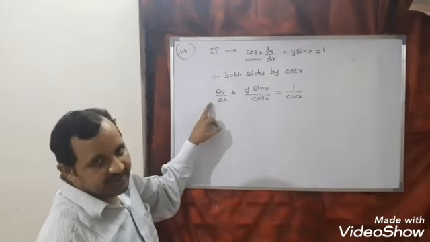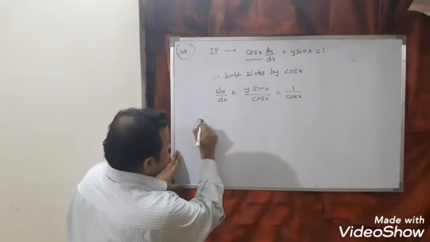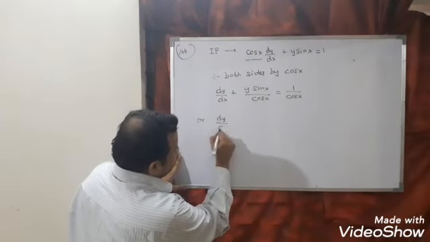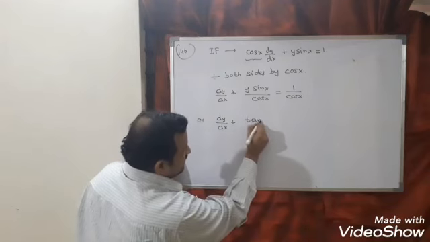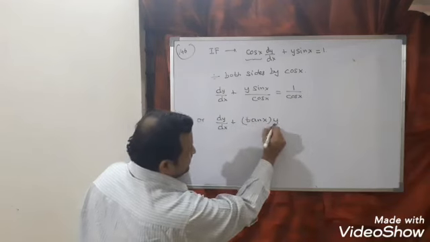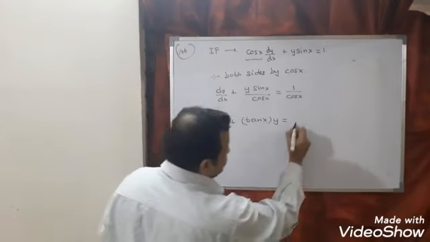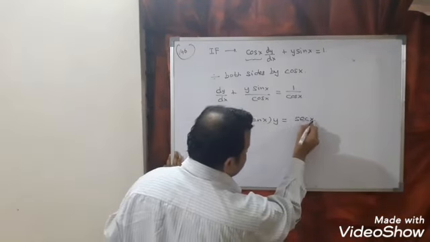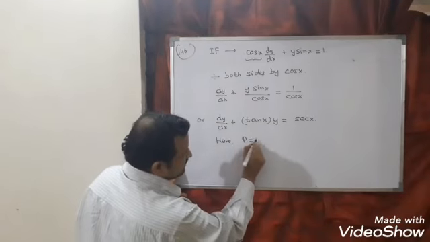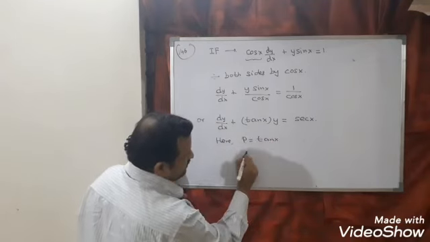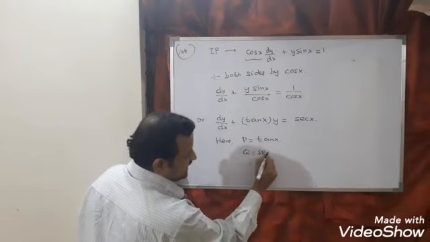Coefficient of dy by dx should be 1, or this we can write as dy by dx plus sine by cos, which is nothing but tan x, into y is equal to 1 by cos x, which is nothing but secant x. So what is P here? P is nothing but tan x, and what is Q here? Q is nothing but secant x.